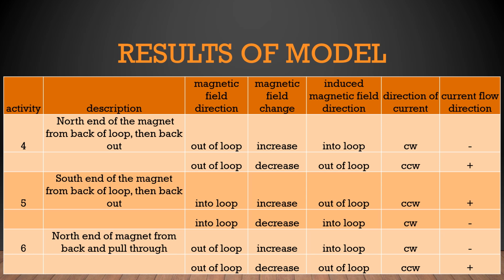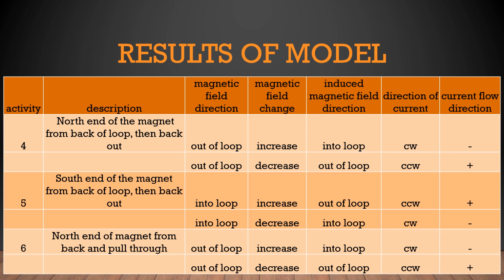For the fifth activity, we took the south end of the magnet into the back of the loop and then back out again, similar to the fourth one. From there, we experienced an EMF: sticking the south end into the loop from the back produced an EMF out of the loop from the front, and taking the south end back out of the back of the loop produced an EMF into the loop.